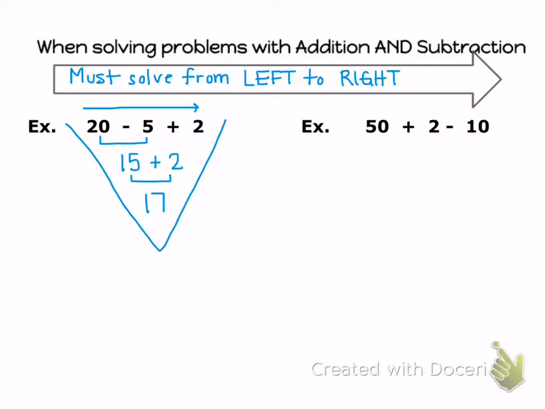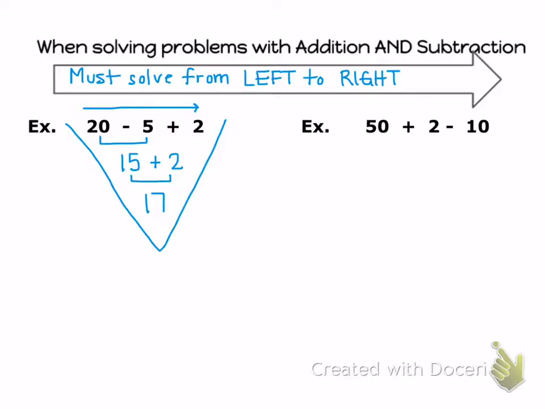Okay, we are looking at 50 plus 2 minus 10. We check for any parentheses, and there's no parentheses. Then we check for exponents, and there's no exponents. We look for multiplication and division, and there's none in that as well. So we're at the fourth step with addition and subtraction, and you notice that it's a mixture, so you have to go from left to right.